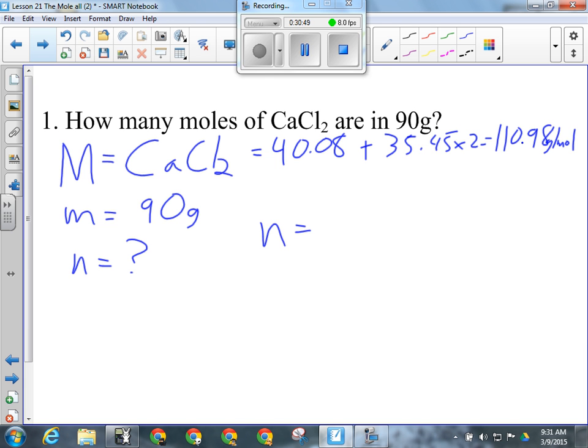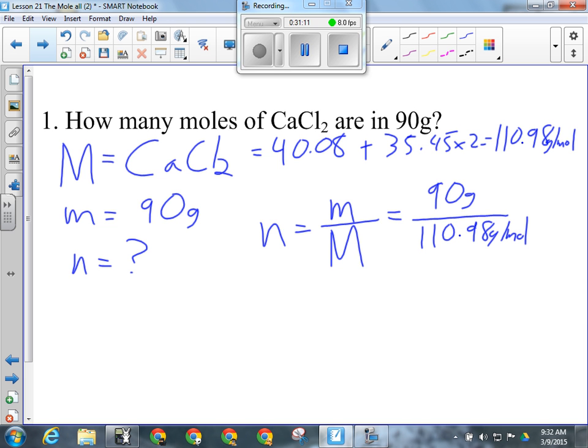So now I write down the mole equation. N equals little m over big M. I don't have to manipulate. It's already set up to solve for the number of moles. So now I plug in my numbers. My mass, 90 grams, divided by my molar mass, 110.98 grams per mole.